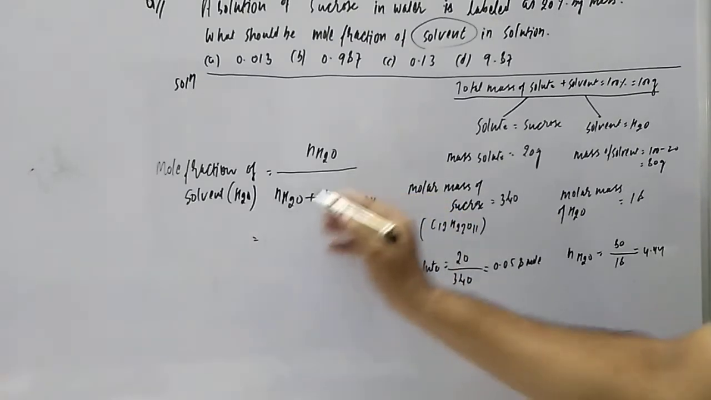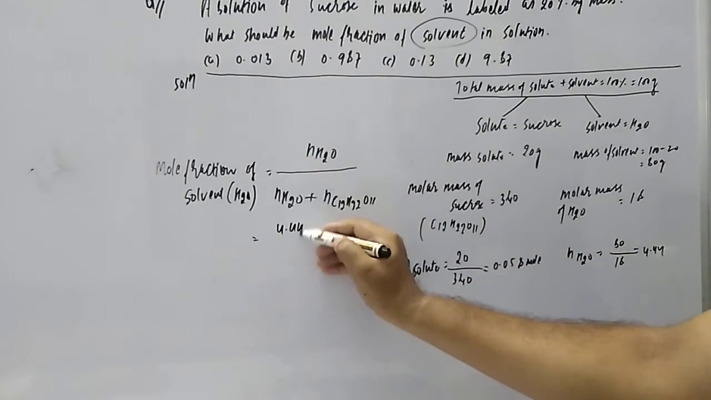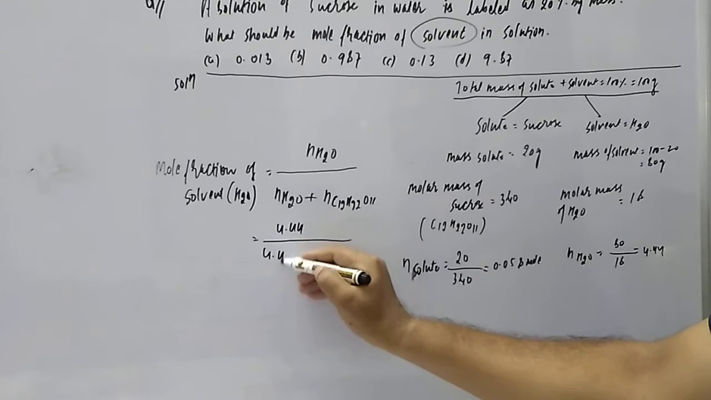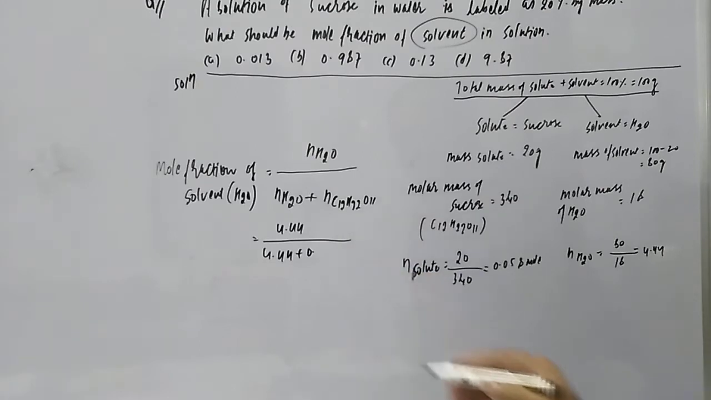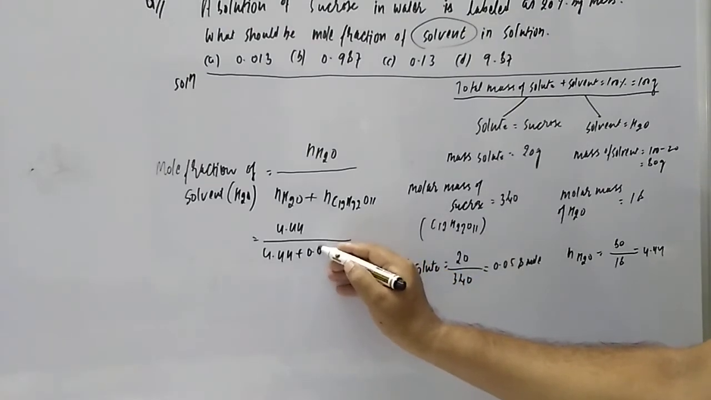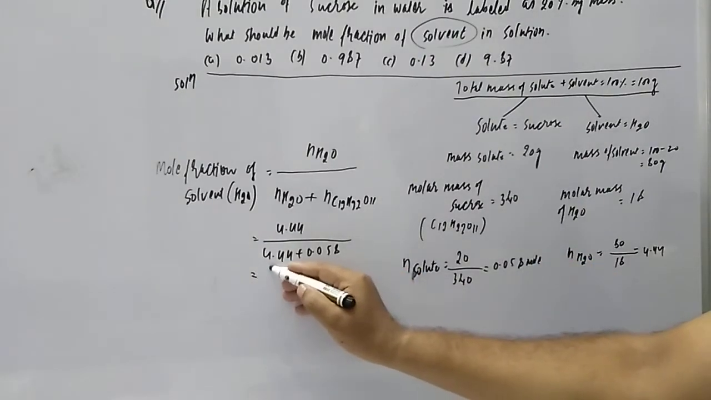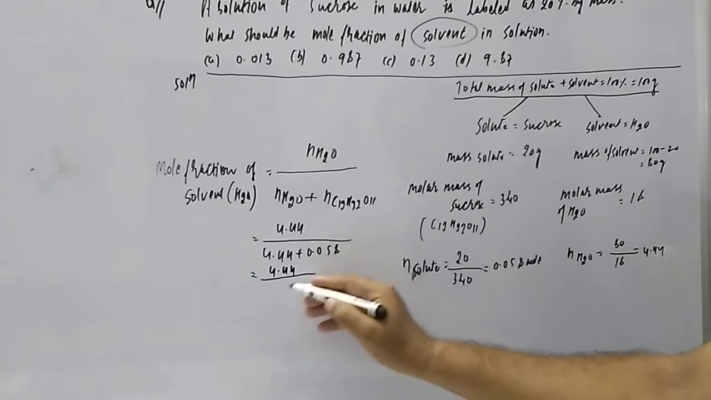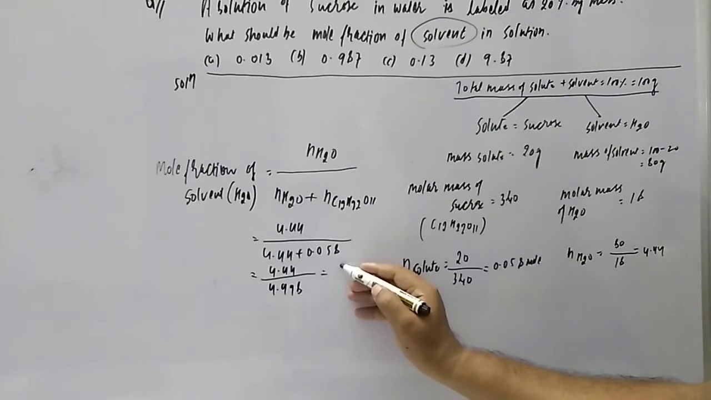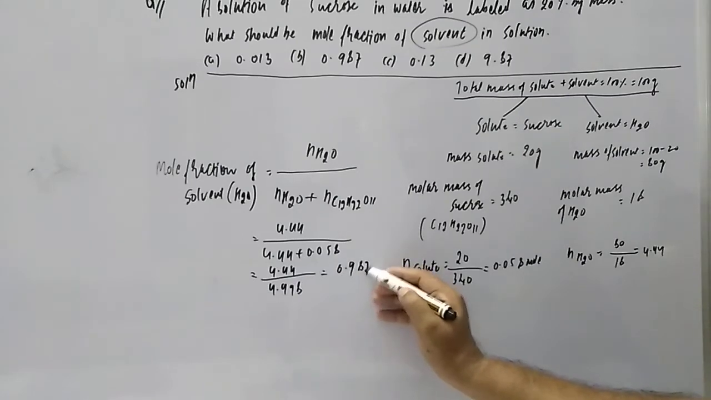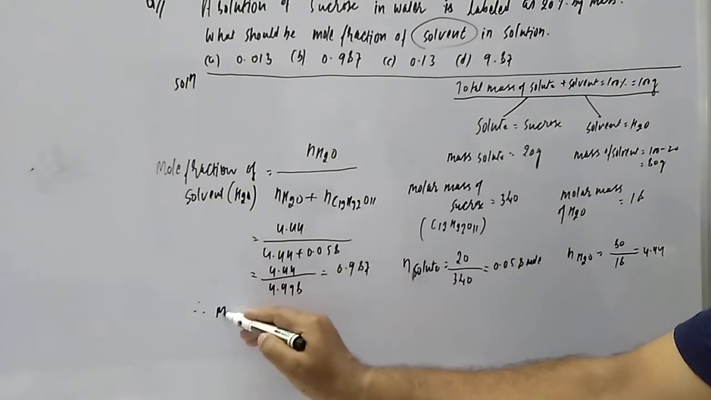C12H22O11. So you keep the values, student. n(H2O) is 4.44, divided by 4.44 plus n of sucrose, 0.058. Now if you add it, how much is coming? 4.44 divided by 4.498, and if you check it, it is coming 0.987.